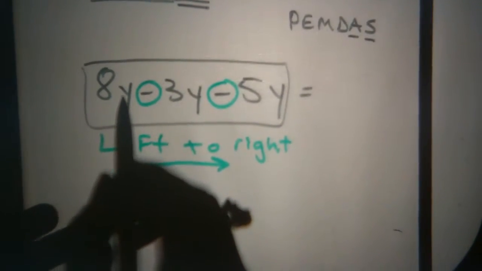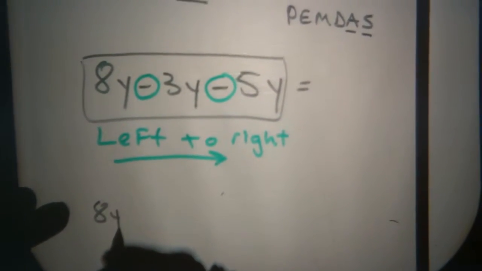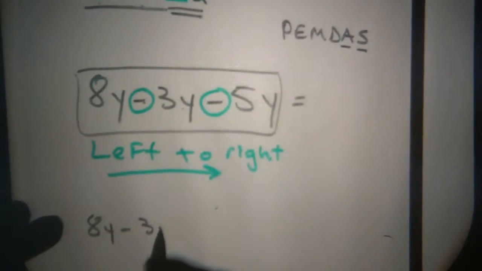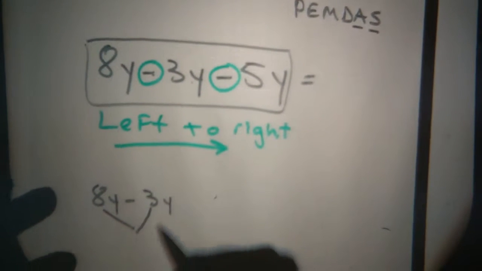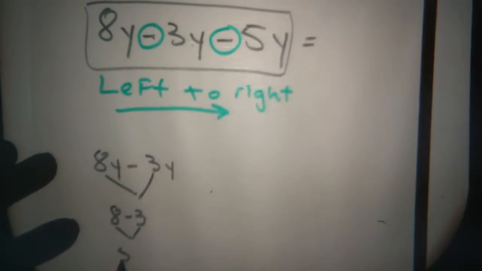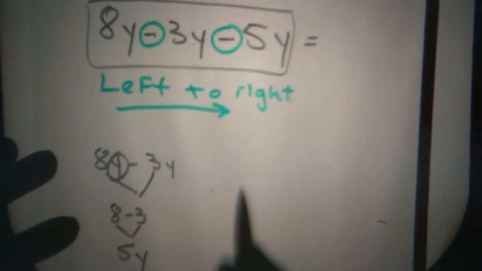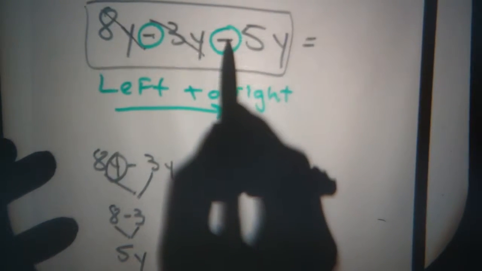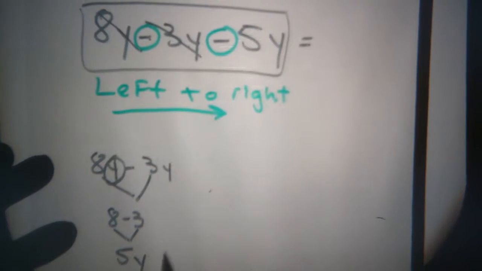So at this point, let's go 8y minus, start out right here, 8y minus 3y. Well, right away, I know that that's 8 minus 3, which equals 5. Don't forget to bring down your y, 5 y's. Now I have 5, so I took care of this. 5y minus 5y.